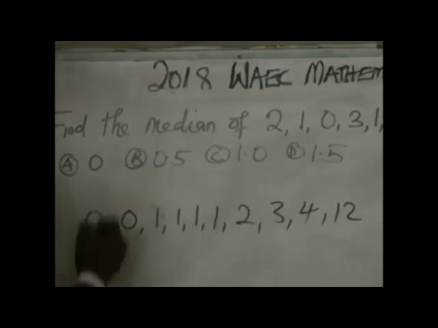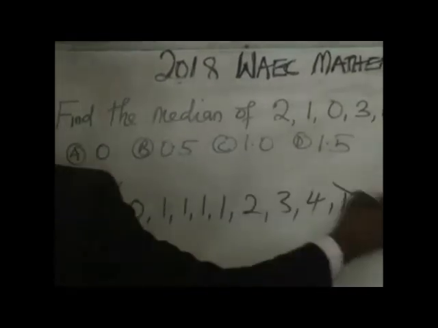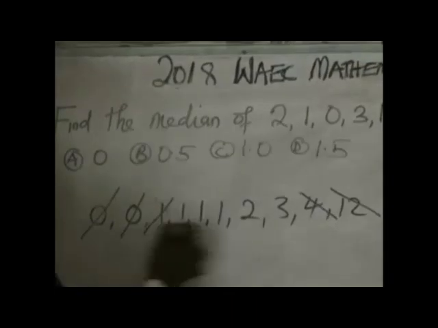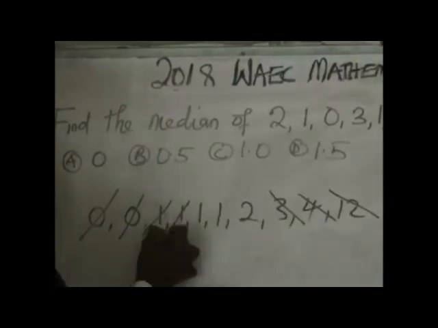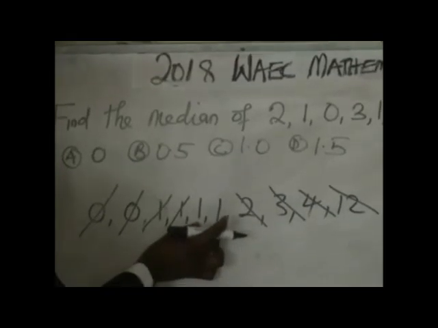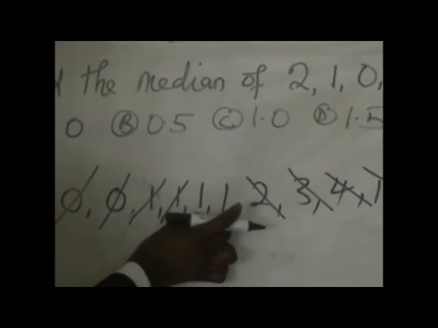So now let's start out the middle number. You cancel from here, you cancel from here, you cancel this, you cancel this, you cancel this, you cancel this, you cancel this. Now you can see it's left with 2 numbers. There are conditions where you look for the median, it will just be a single number.